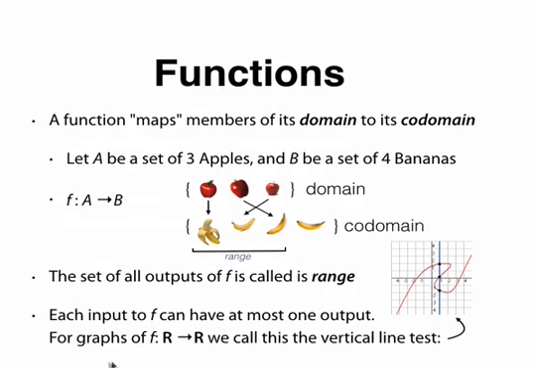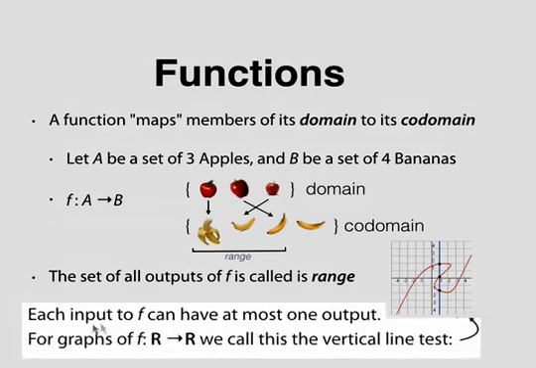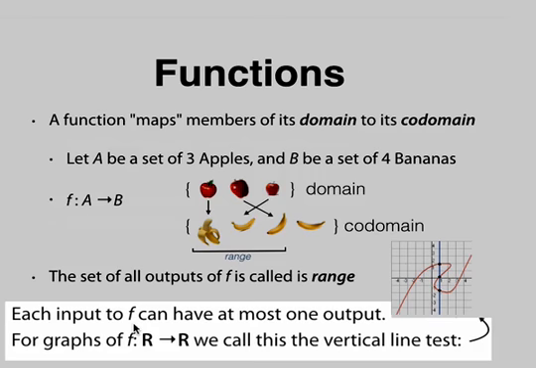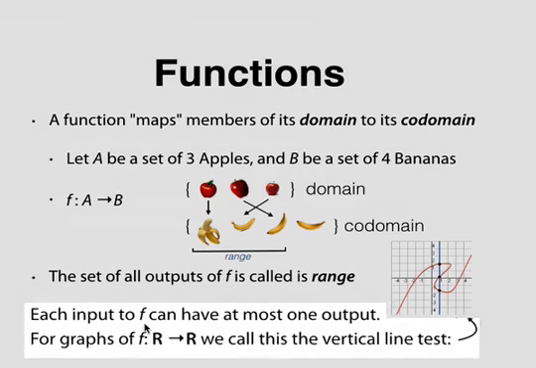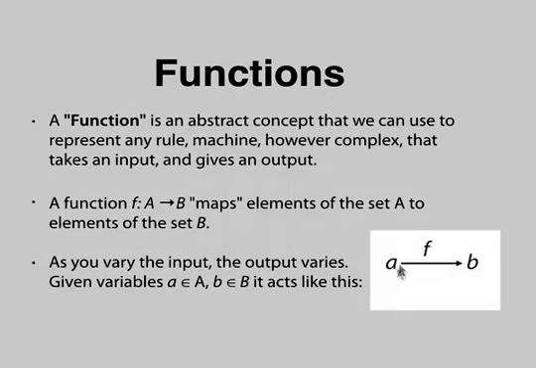One more thing. This is probably obvious, but for each input that we give to f, there can be at most one output. Remember this? We put in an input, right?